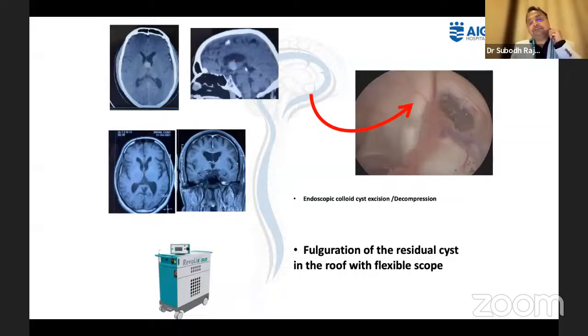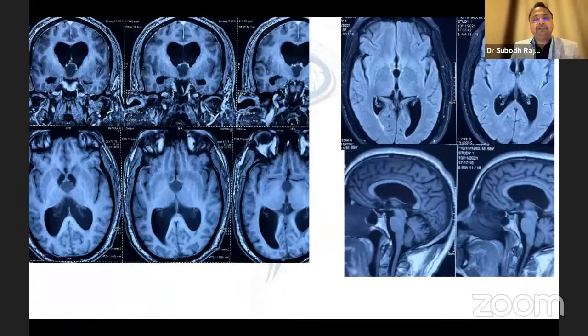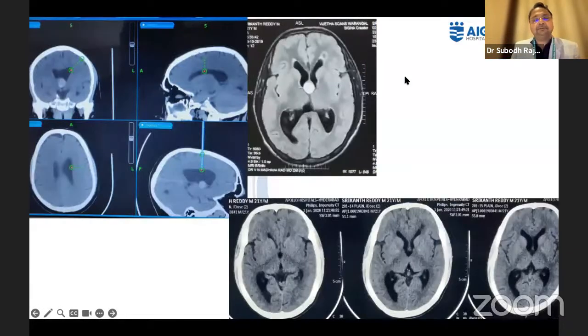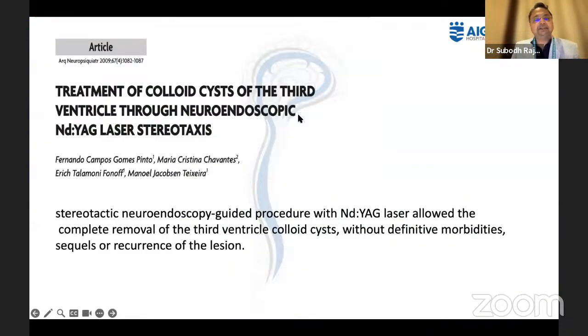So this is a technique which I've been using from 2009-10 onwards, when I had first started using the flexible scopes. But now with the chip-on-tip, visualization, everything has improved a lot. So this is a pre-op and the post-op of the same patient. You can see here, good follow-up remaining. And same way, one more similar case. So I searched the literature. There is only one paper available for use of laser in the colloid cyst, and they have used the Nd:YAG laser, and their outcome has been good in these cases.